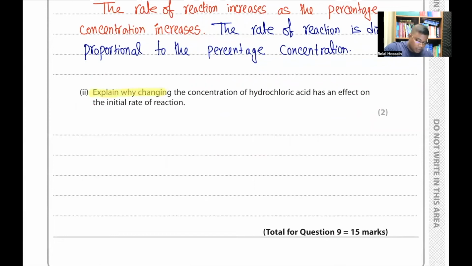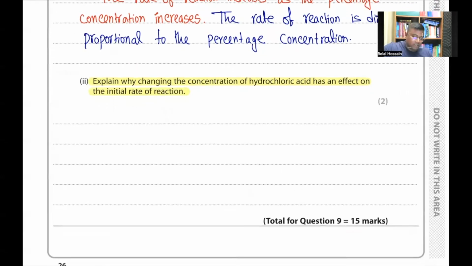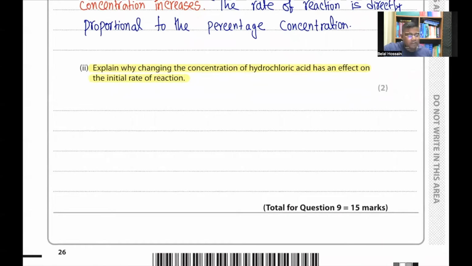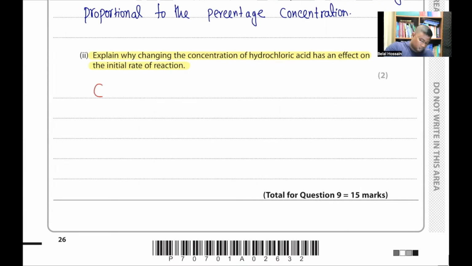Part 2. Explain why changing the concentration of hydrochloric acid has an effect on the initial rate of reaction. So basically, if we decrease the concentration of hydrochloric acid, there is a decrease in the number of particles per unit volume. Which will lead to a change in collisions per unit time.